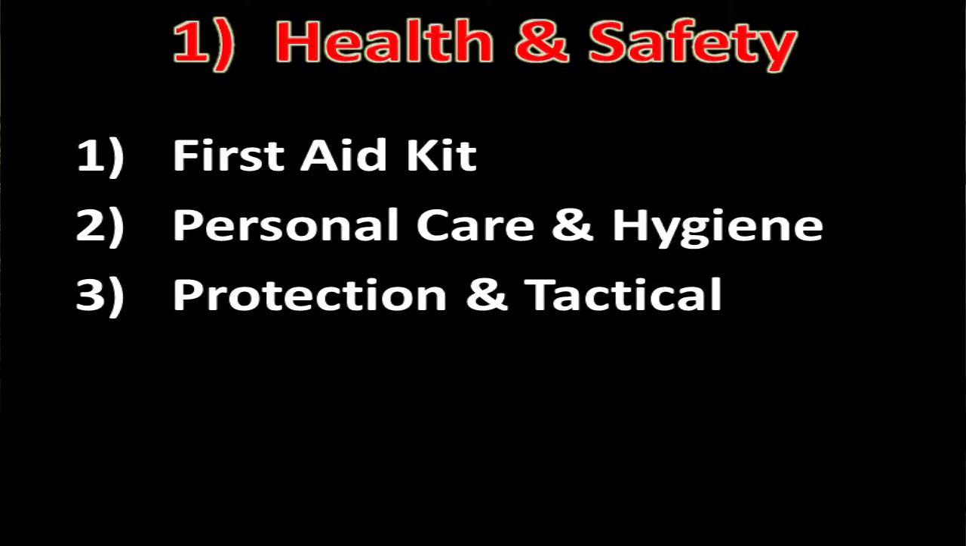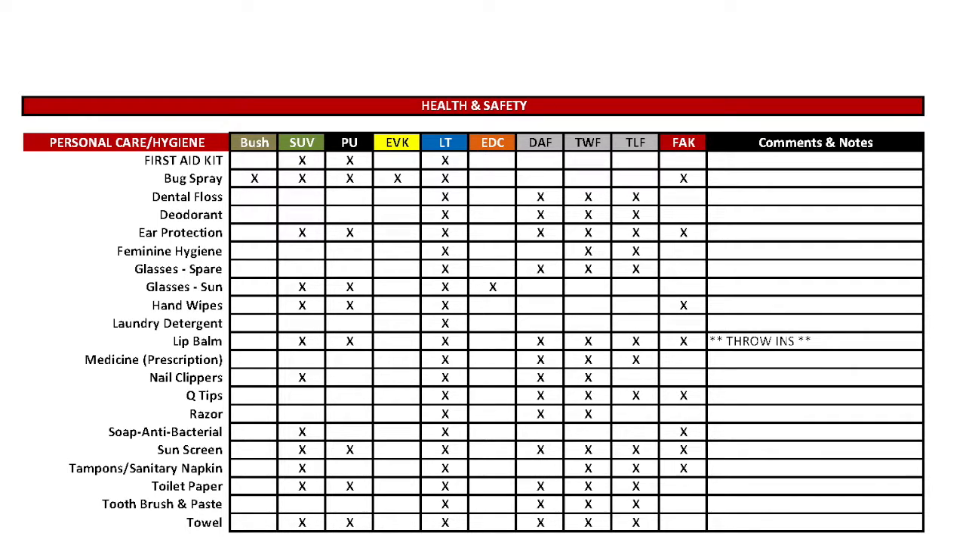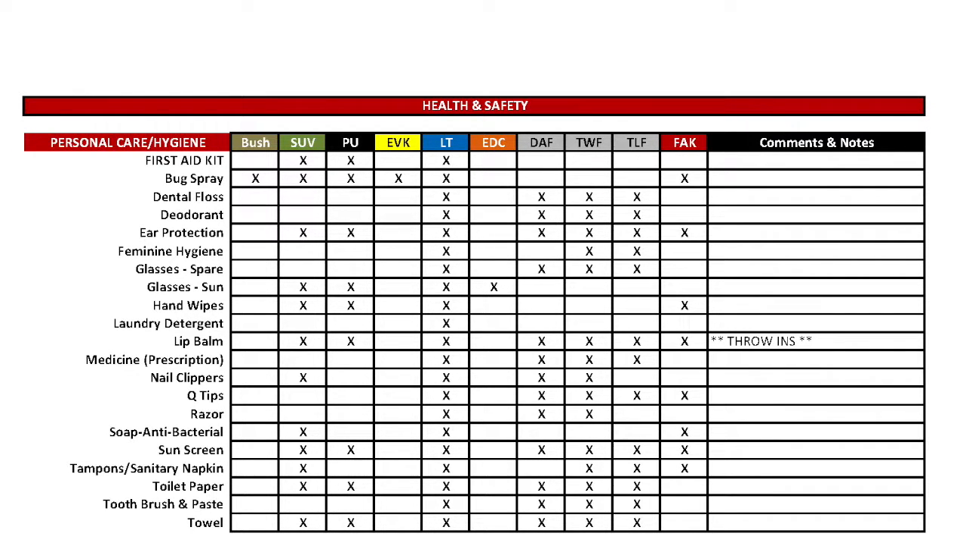And as you can see on the list, down the left column are the rows, the items that we're going to select. And then across the top are the various kits. You can see I have a bushcraft kit, an SUV kit. That's the vehicle bag that stays in my wife's vehicle. My pickup kit in black there. Those are the items I keep in my truck.